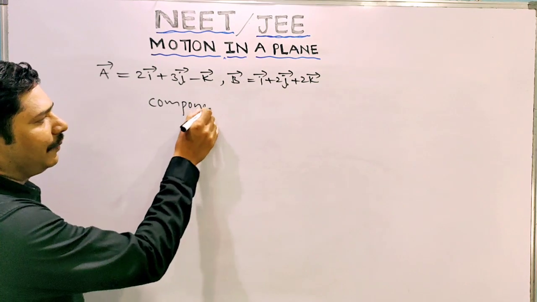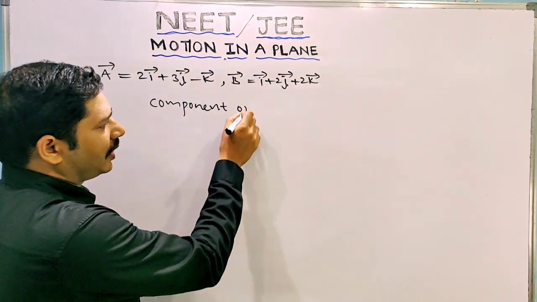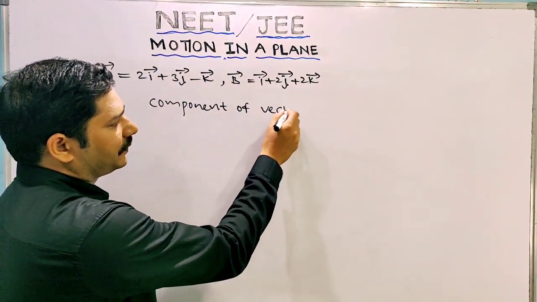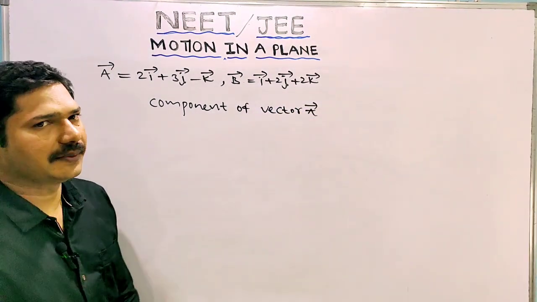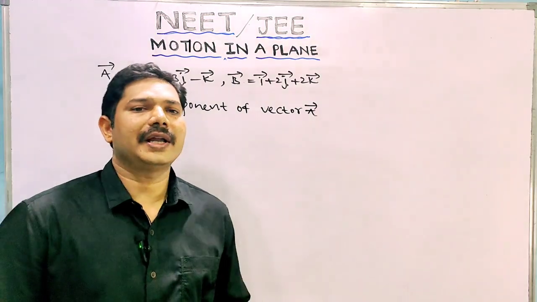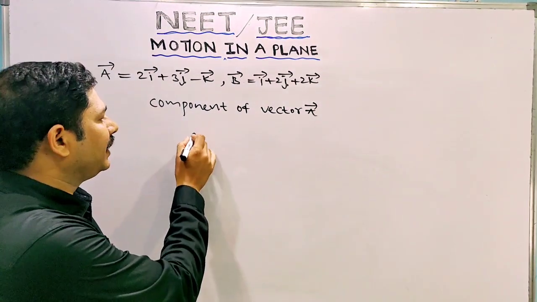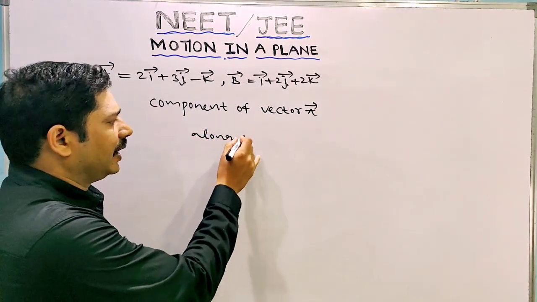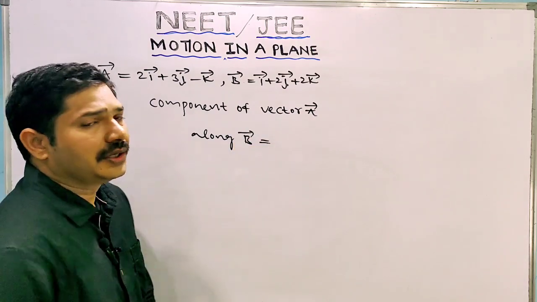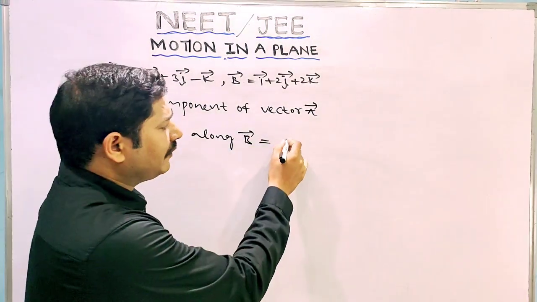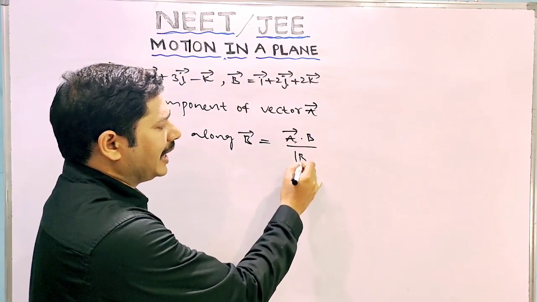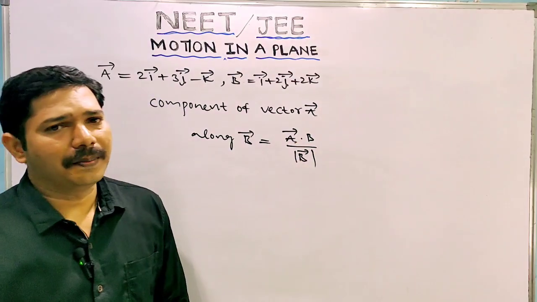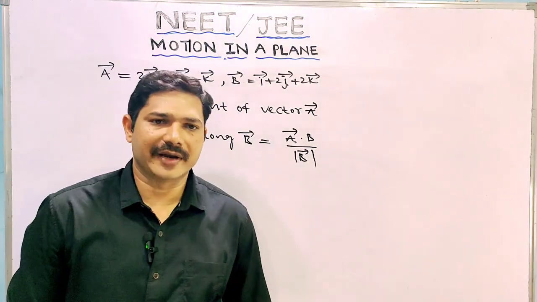Component of vector A bar, what are they asking? Very simple formula. Component of vector A bar along B bar, they are asking. Along B bar. So here, what is the formula? A bar dot B bar by, along which vector are they asking? B vector. So that magnitude we have to take.